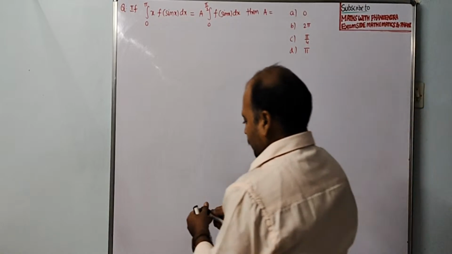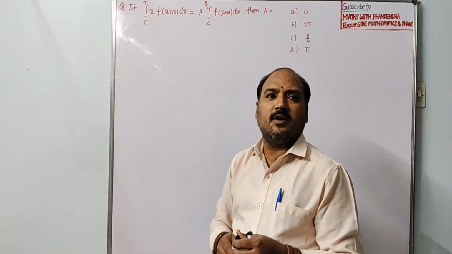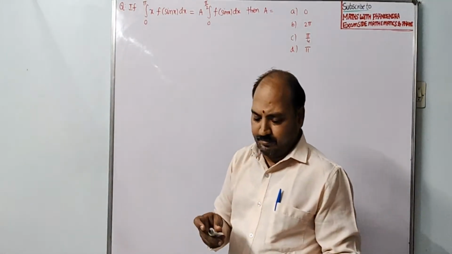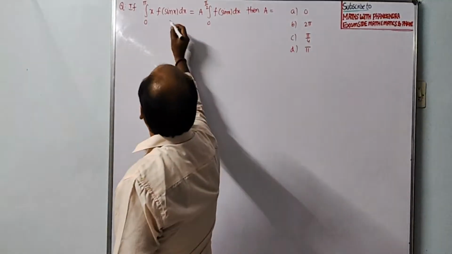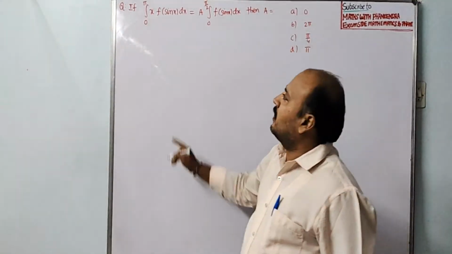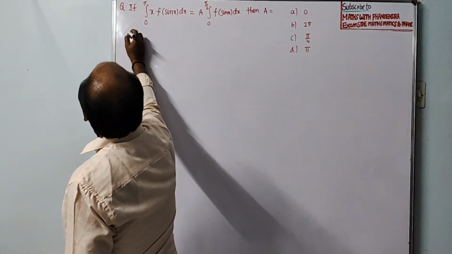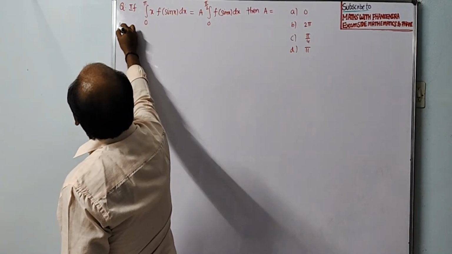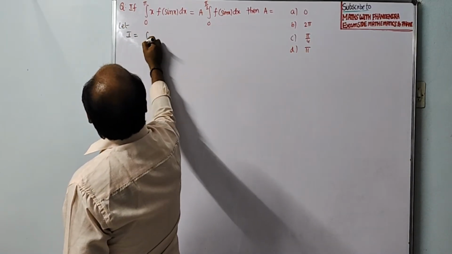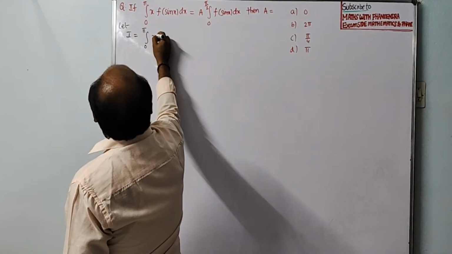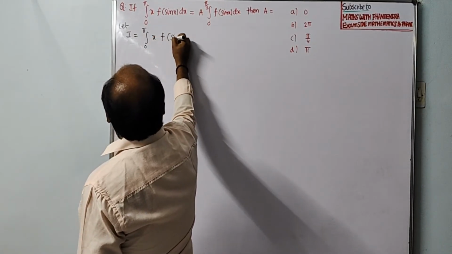See here, this is one of the JEE Mains questions, I think. First, to solve this type of problem, you have to assume that I equals, let us assume that I is integral from 0 to pi of x into f of sin x dx.